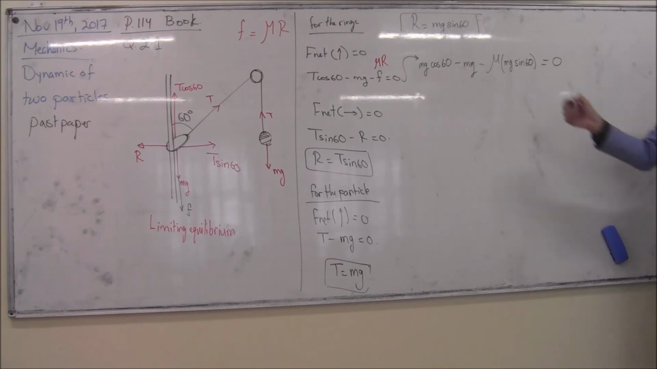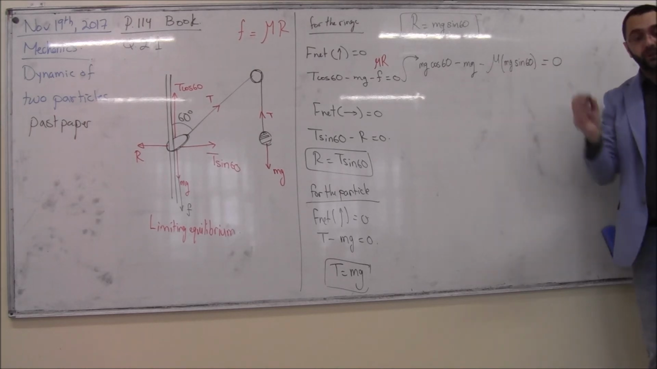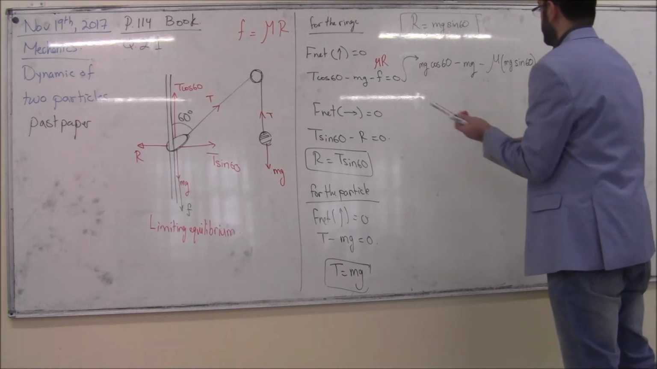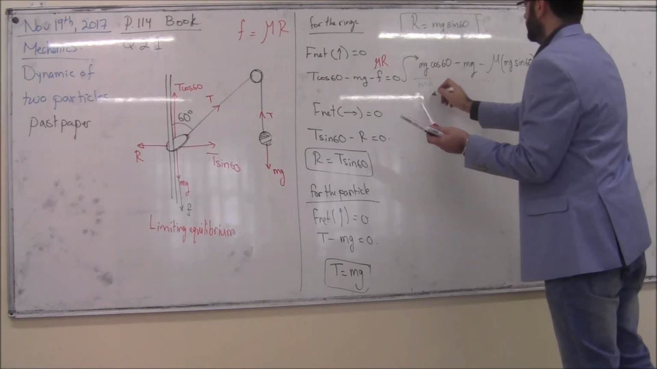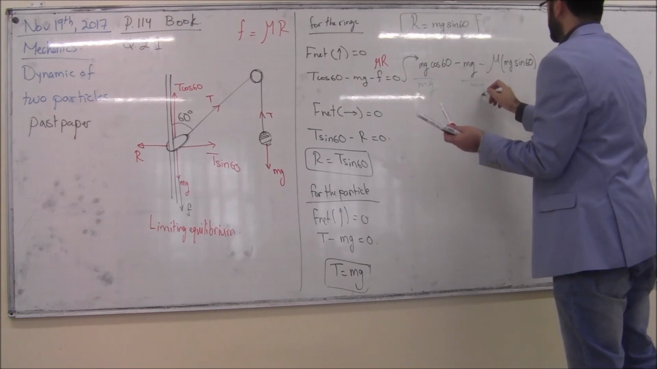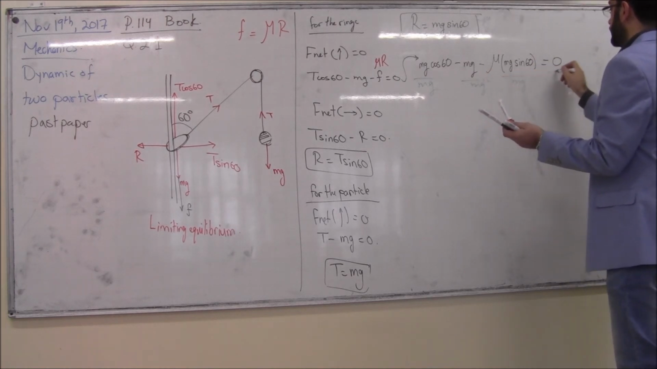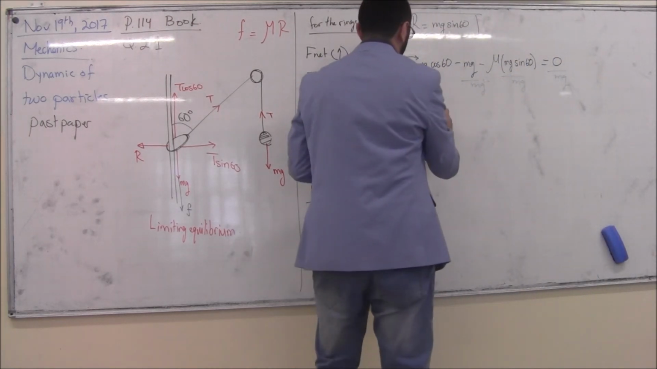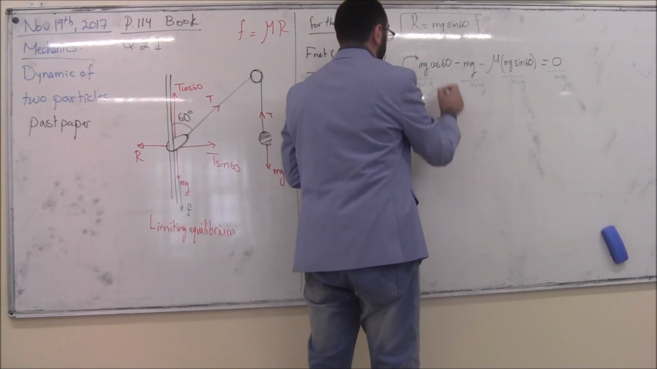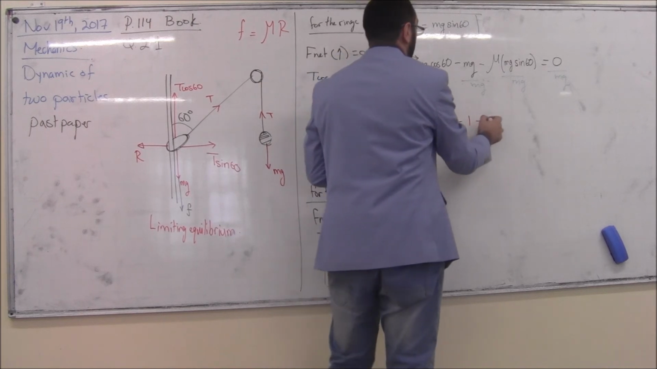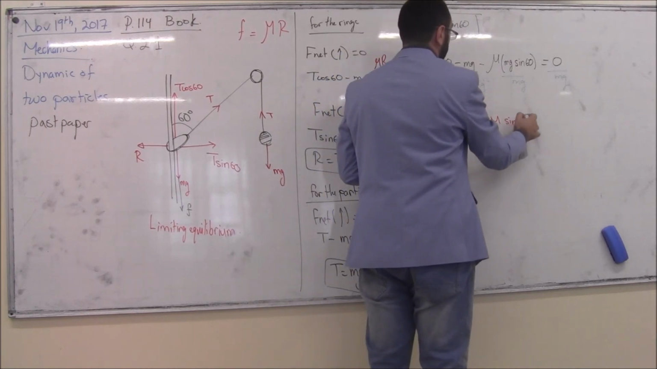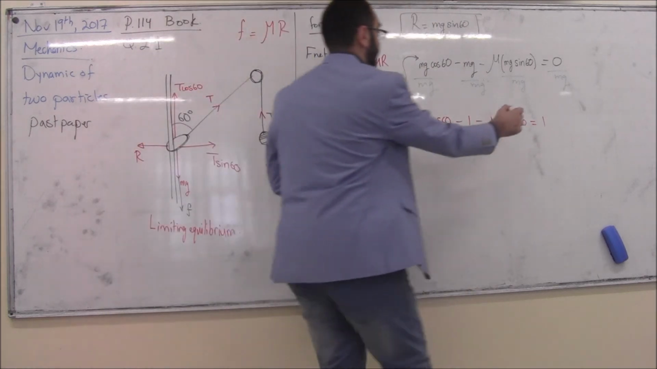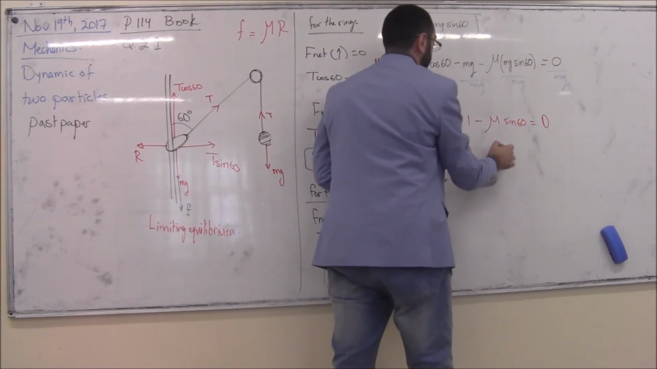What is the only variable here? Mu. I can divide all the sides by mg. What we will have eventually: cosine 60 minus 1 minus mu sine 60 equals 0. So mu equals (cosine 60 minus 1) over sine 60.